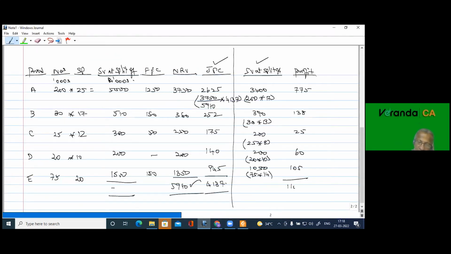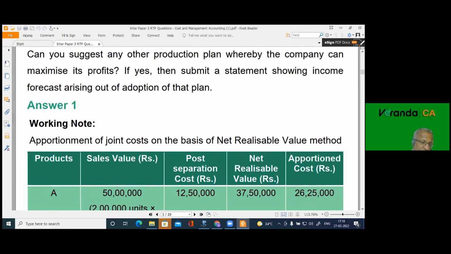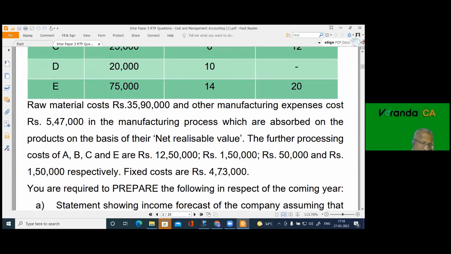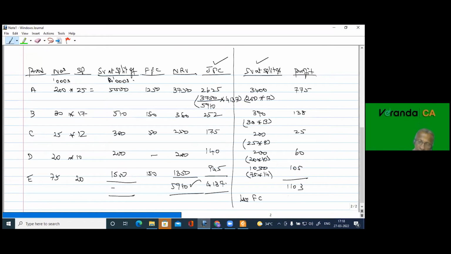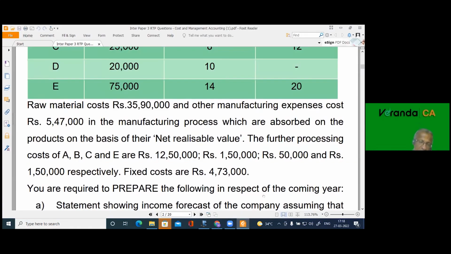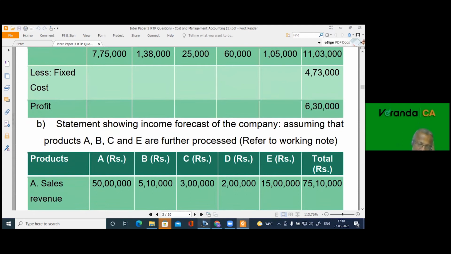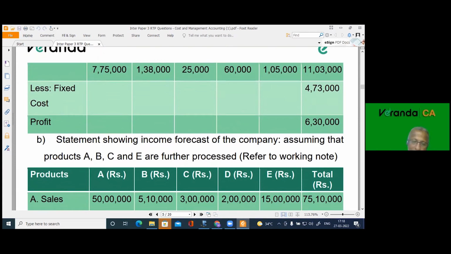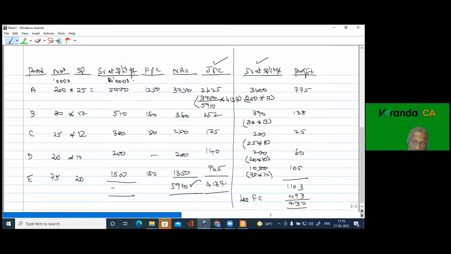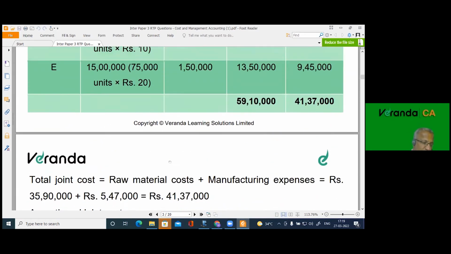So all that total comes to 1103. 1103 less fixed cost. This fixed cost is given in the problem, they know the fixed cost 470. It is 730. You just find 730 is reported. Sorry, I'm not using calculators. So the answer for the first part of the question is over.